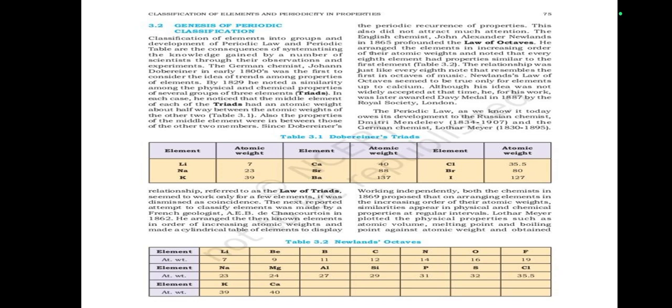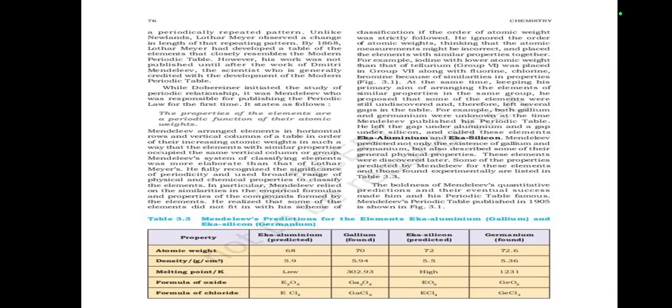Lothar Meyer plotted the physical properties such as atomic volume, melting point, and boiling point against atomic weight and obtained a periodically repeated pattern. Table 3.2 Newlands' octaves: lithium, beryllium, boron, carbon, nitrogen, oxygen, fluorine, sodium, magnesium, aluminium, silicon, phosphorus, sulphur, chlorine, potassium, calcium. Unlike Newlands, Lothar Meyer observed a change in the length of that repeating pattern.